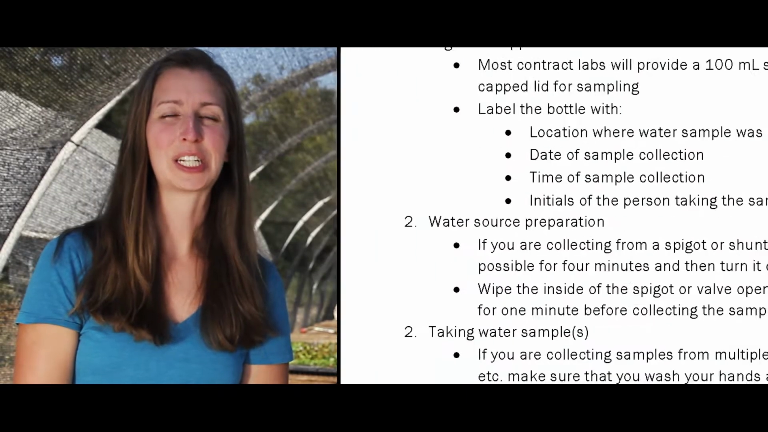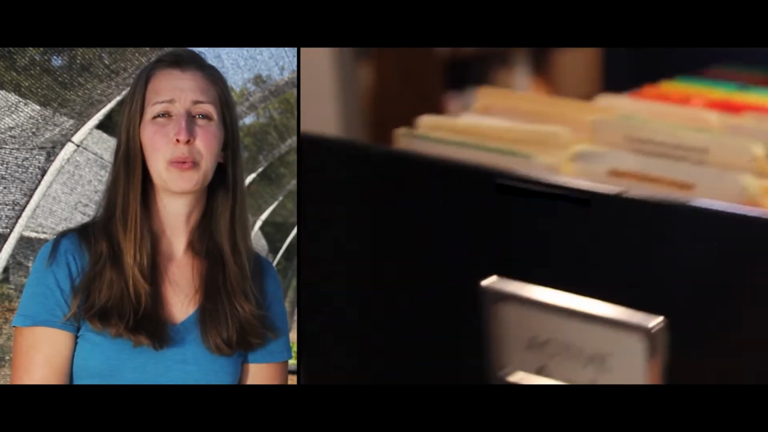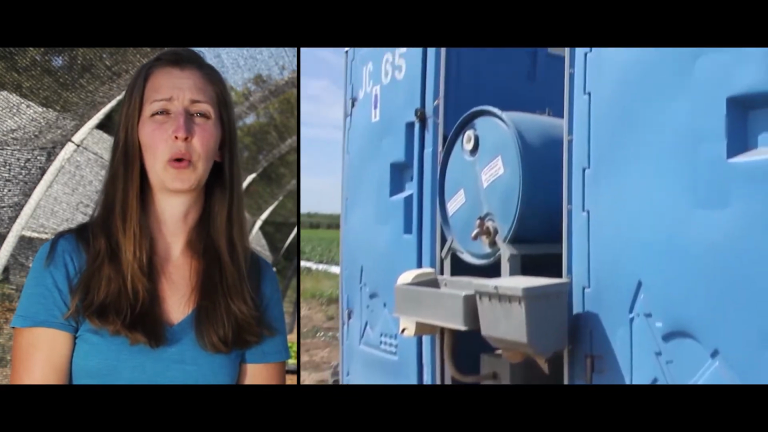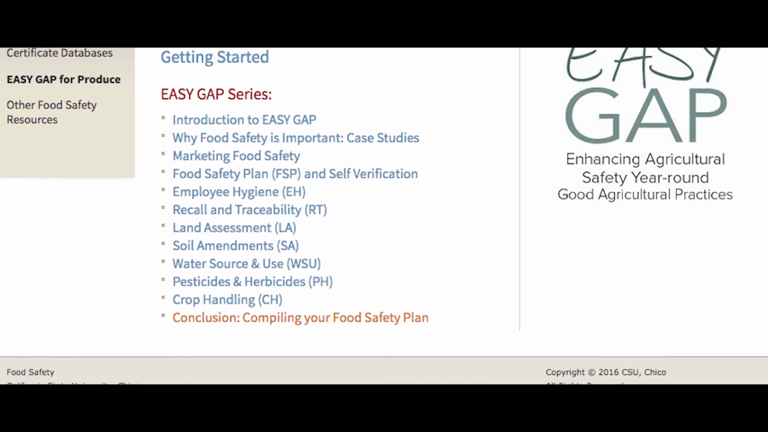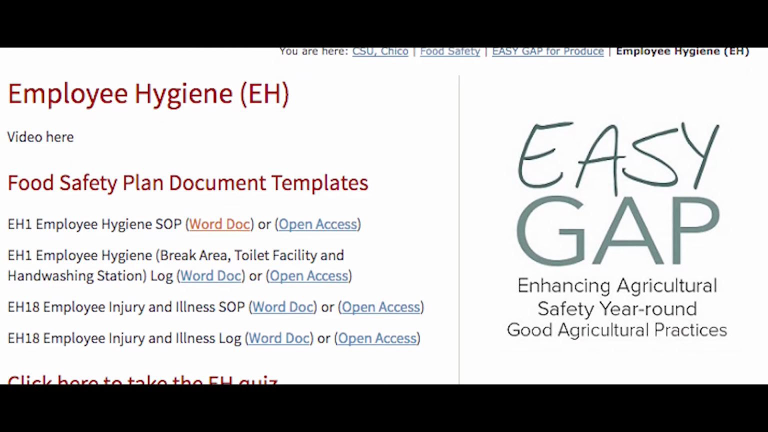This video is conclusion and compiling your food safety plan. Now that you know what needs to go into your food safety plan, the next step is putting it all together. We've gone through various topics that should be covered in your plan if they are applicable to your growing operation. You can go back to each of these topics on the website to download any applicable food safety document that you need to have in your on-farm food safety plan.